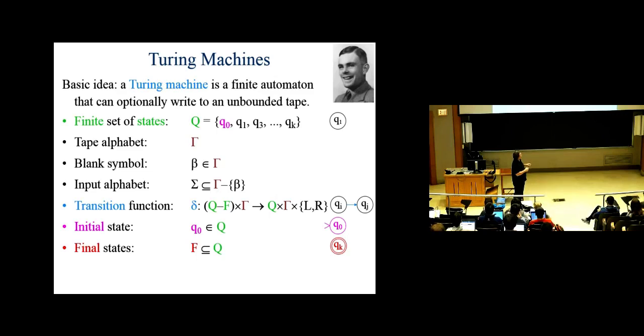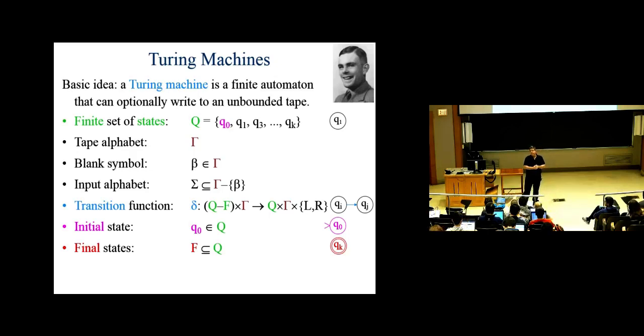another state, and you overwrite that character with some other character from the tape alphabet, and you go left or right. LR means either left or right, or you can stay put, let's say. So you don't have to go left or right if you want to stay on the same square that you pointed to right at this moment.